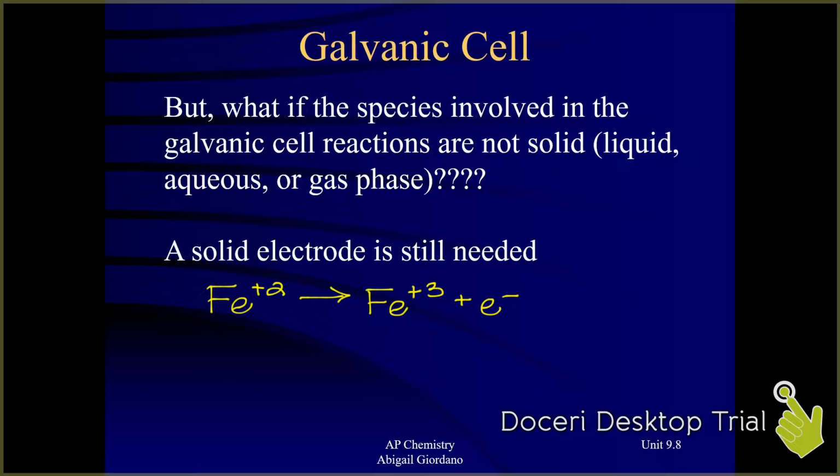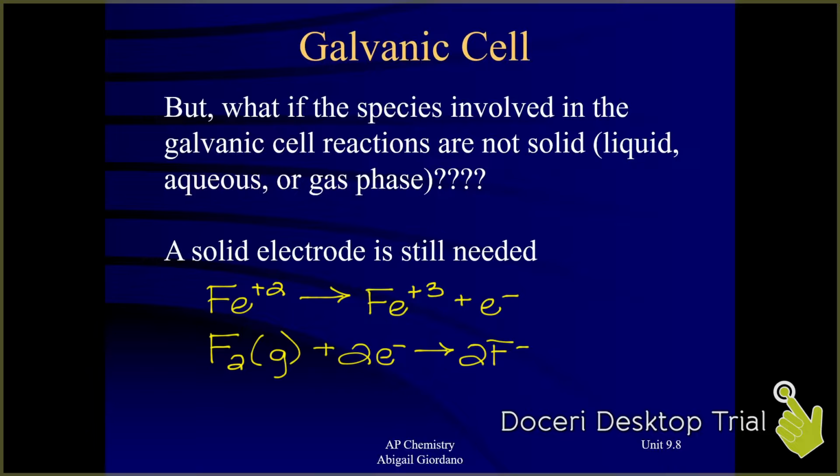Okay? Or what if I had a half reaction like this? Okay. The F- on the product side is in aqueous form, and the fluorine on the reactant side is in gaseous form. Again, both of these half reactions that are written on the screen, they have to have some kind of solid metal electrode in the half cell in order for the galvanic cell to run.